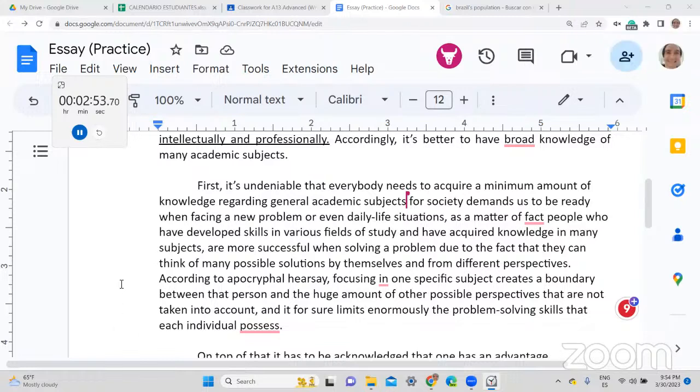Okay. And here also remember, if you see other details that you can correct, you can also do it. Okay.